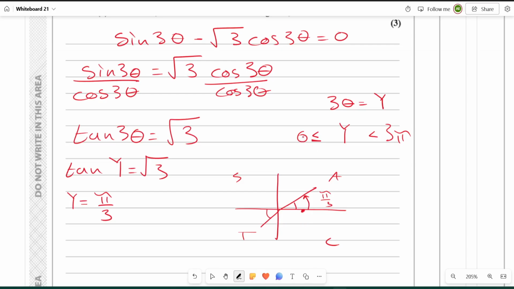No, because my range ends at 0. I cannot go below 0, and moving this way means I'm moving clockwise, so I'm getting a negative answer. So I'm just going to move that way, okay?